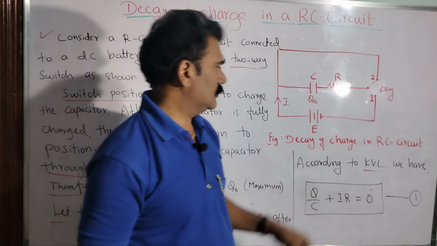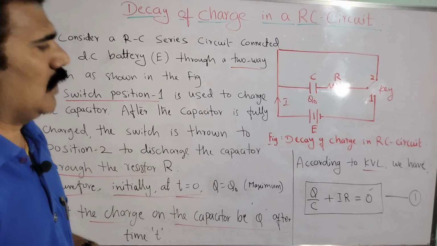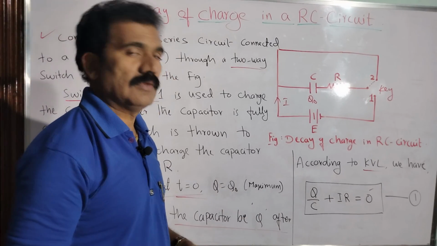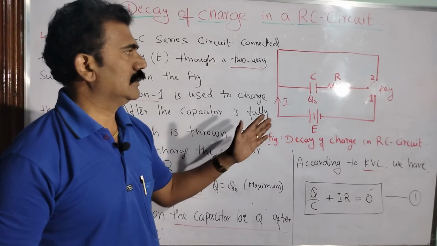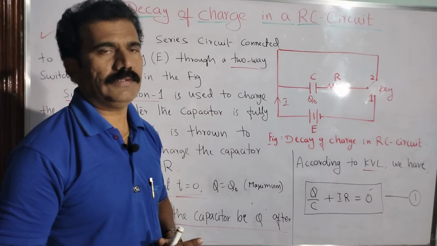Just write down up to this equation 1, then I will tell you how to simplify the equation to get the rate of change of charge with respect to time in the circuit.